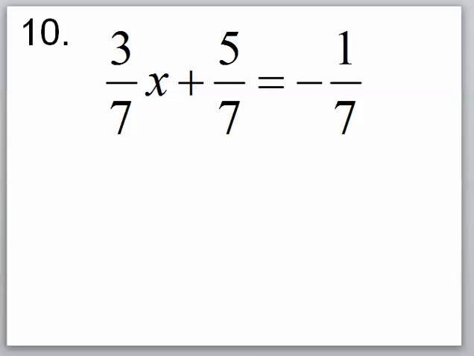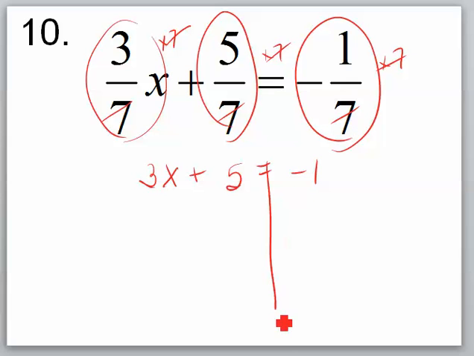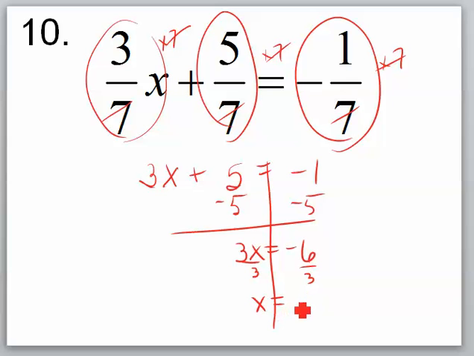On this particular problem, I have 3 fractions, but if you look closely at them, they all have the same denominator, so there's not a whole lot of thinking to be done. We're going to multiply by the least common denominator, which would be 7, so I'll multiply each of them times 7. And what happens in each case is the denominator cancels with that 7, so we get 3x plus, those 7's cancel, 5 equals negative 1. Solving this equation, getting rid of the positive 5, we put negative 5 on both sides. I get 3x equals negative 6, and I'll divide by 3 on both sides, which gives me x equals negative 2.